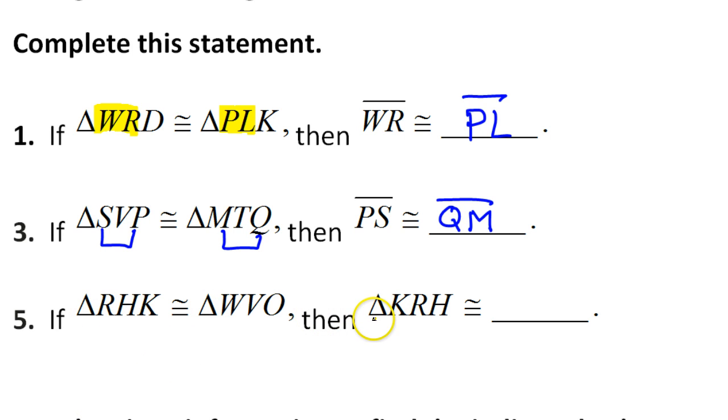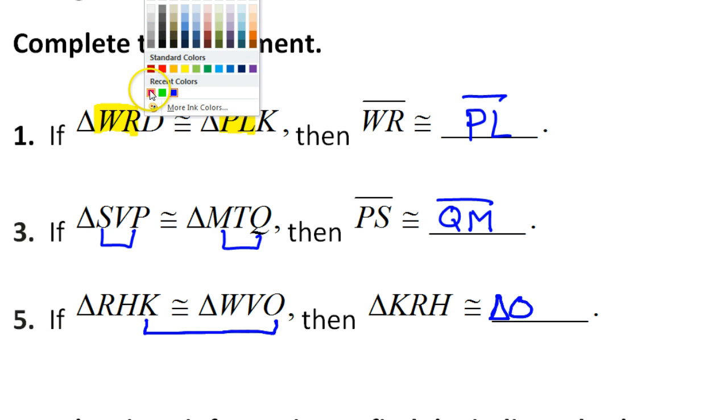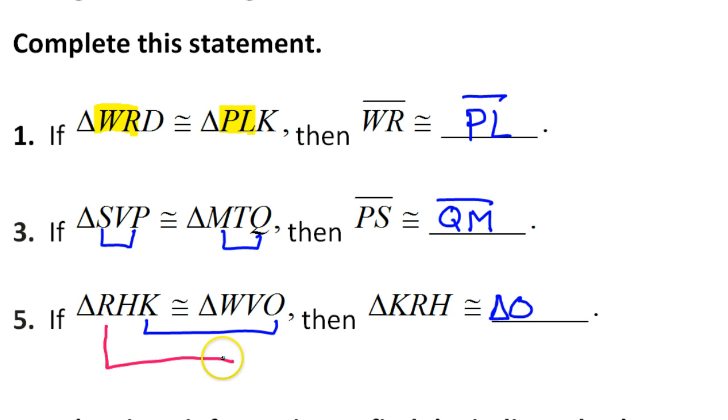Well, it looks like we're just rearranging all of the letters. So triangle KRH is congruent to triangle, let's see, K matches up with O. So if K goes first, then O is going to go first. What about R? R matches up with W. So if R is going to go second, then W has to go second.